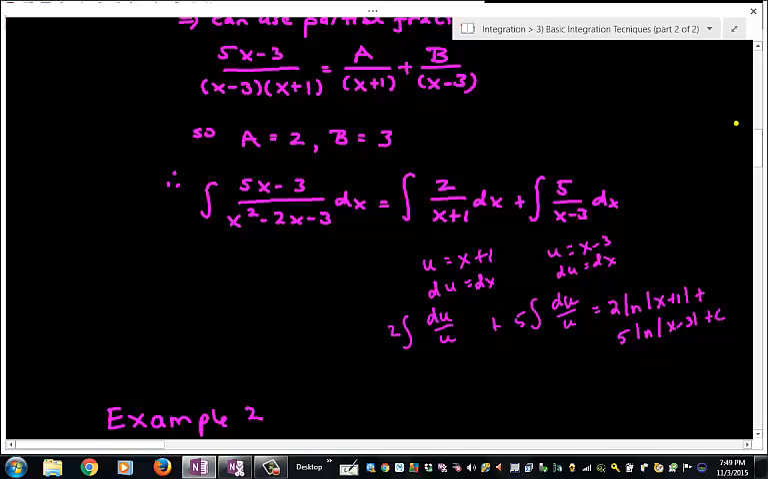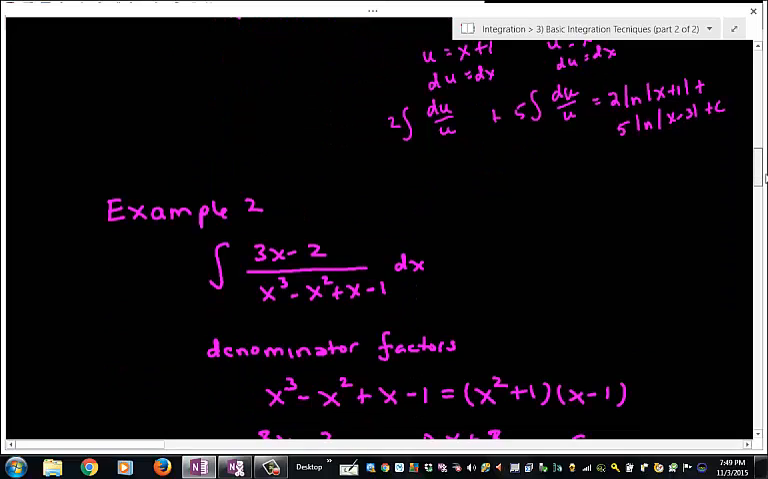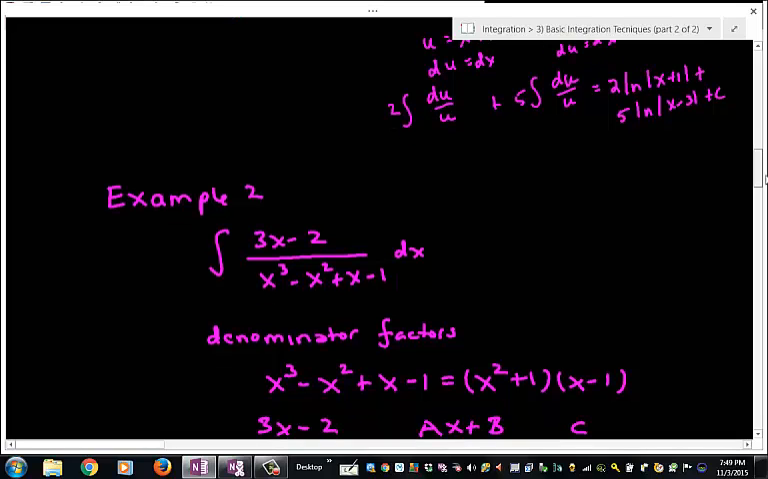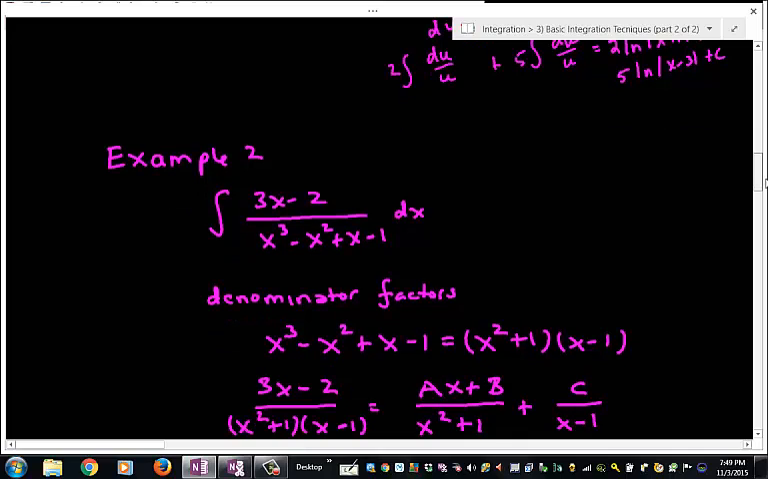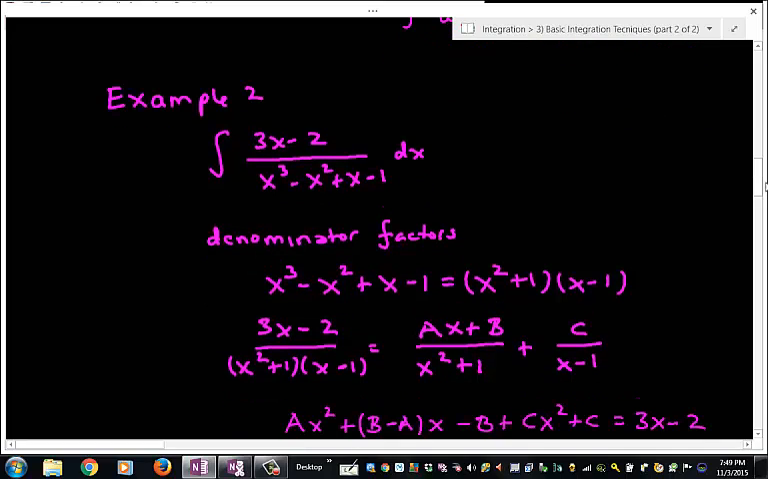Okay? Let me show you a second example that's a little different. Suppose, for example, we want to integrate the quantity 3x minus 2 divided by the quantity x cubed minus x squared plus x minus 1. Well, the degree of the polynomial in the numerator is less than the denominator. That's good. The denominator factors, but we notice that one of the factors is what we call irreducible. Okay, this factor does not reduce down. It cannot be expressed as a product of linear factors in the reals.